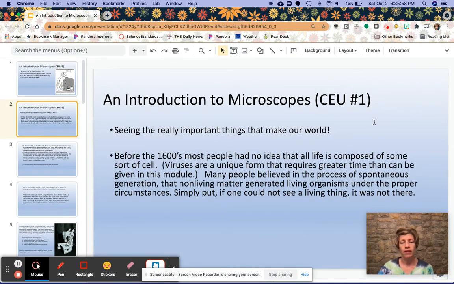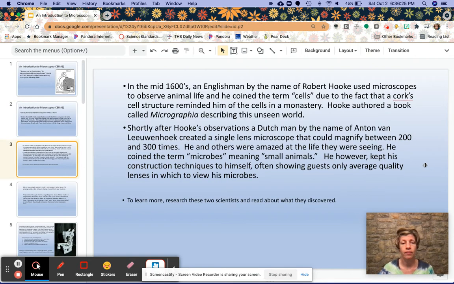Seeing the really important things that make our world. Before the 1600s, most people had no idea that all life is composed of some sort of cell. Viruses are a unique form that requires greater time than can be given in this module. Many people believed in the process of spontaneous generation, that non living matter generated living organisms under the proper circumstances. Simply put, if one could not see a living thing, it was not there.